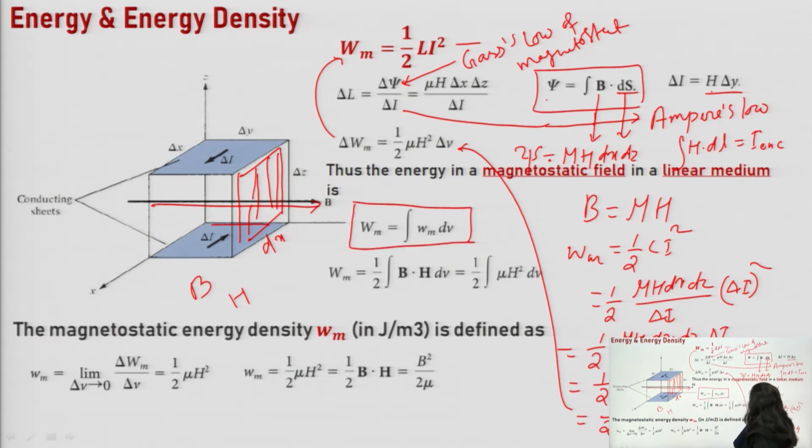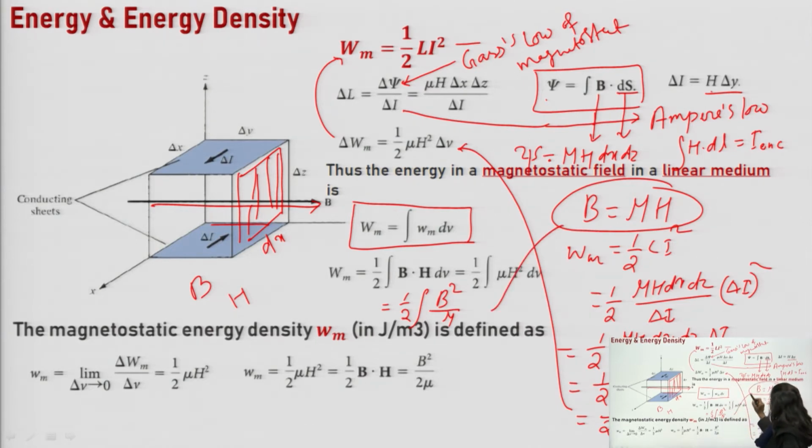Now as Wm is equal to mu h square dv, so we know that mu h can be written as b. Here we have seen that mu h can be written as b, so we can write this value as b dot h dv also. Further, as b is equal to mu h, so we can write mu h square also, and further we can write half b square by mu also, with the help of this relation only.